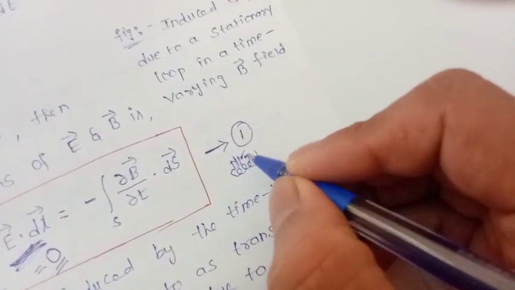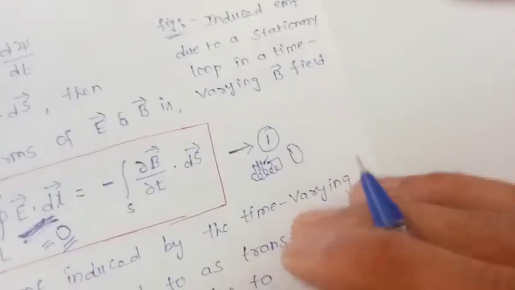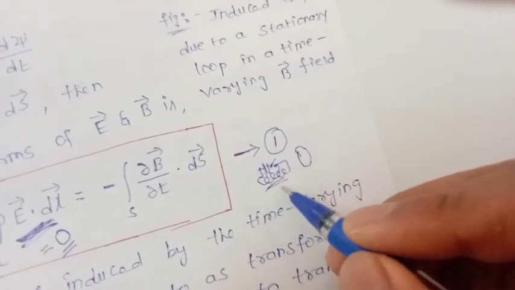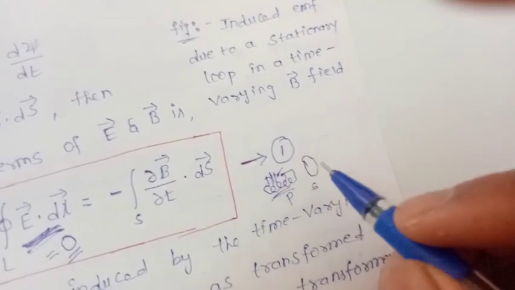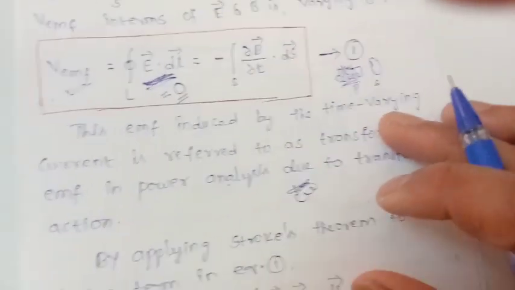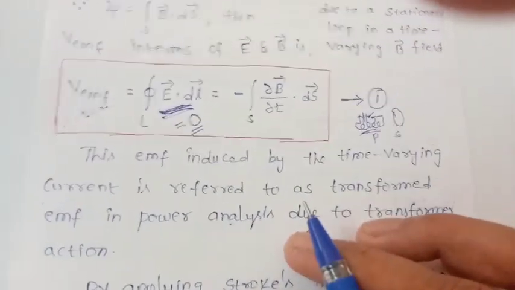Sorry guys, some battery and some switch and a coil here. Because of this primary winding and this secondary winding, due to the transformer action, this induced EMF we are going to call the transformer EMF. Are you clear? Transformer EMF.